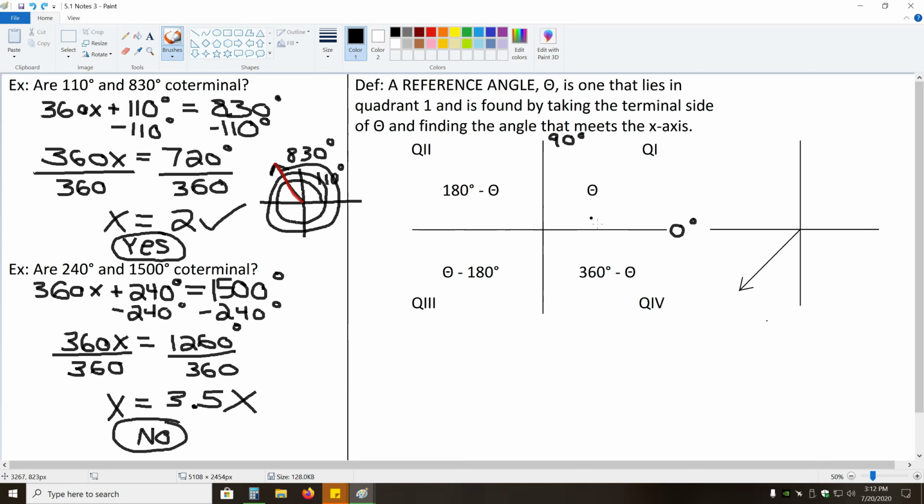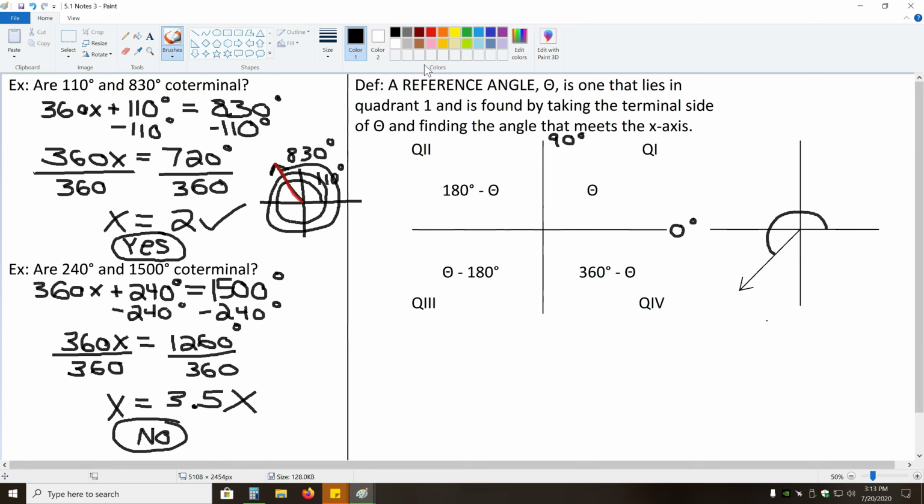So, as long as the value is greater than or equal to 0 or less than or equal to 90, it is a reference angle. And we find it by taking whatever angle we're dealing with. So for instance, in this one, we have the following angle. Remember, we always start at the positive x-axis and rotate counterclockwise to our terminal side. So this is the angle that we're dealing with.